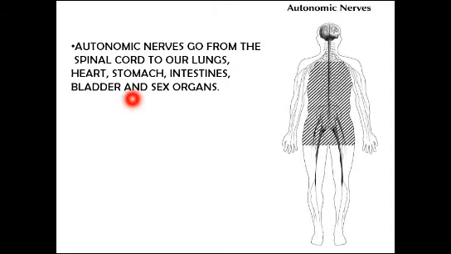Then see this figure. Here the autonomic nerves are shown that go from the spinal cord to the lungs, heart, stomach, intestine, bladder and sex organs. As I have already told you, this is the main region where all these organs are located, which are performing the involuntary functions. So the autonomic nerves are carrying the nerve impulses from these organs to the spinal cord and from the spinal cord to these organs.